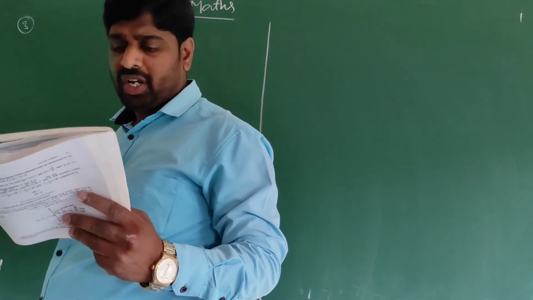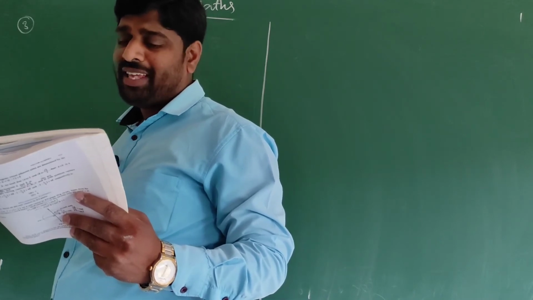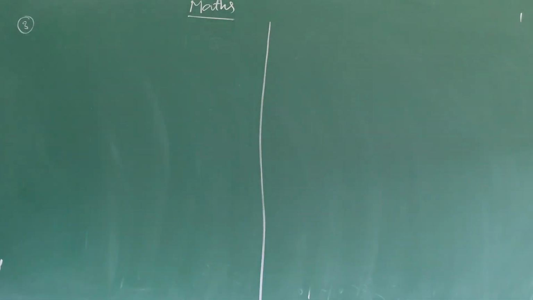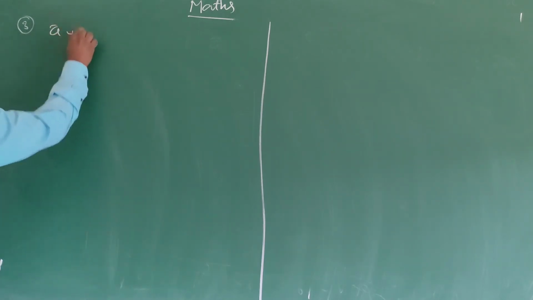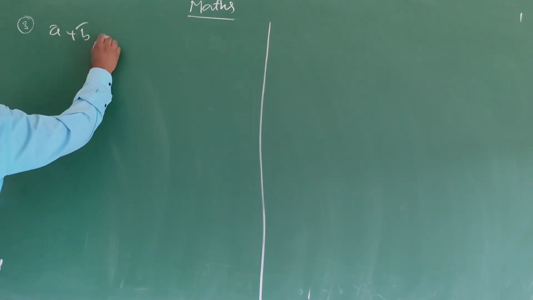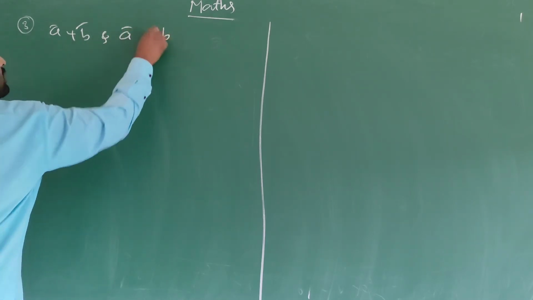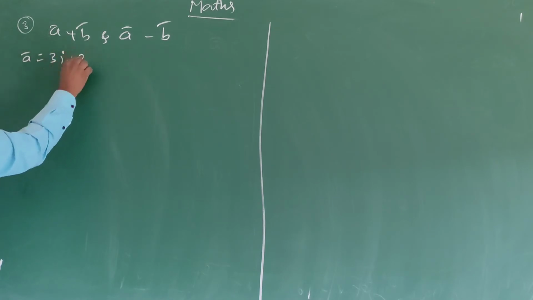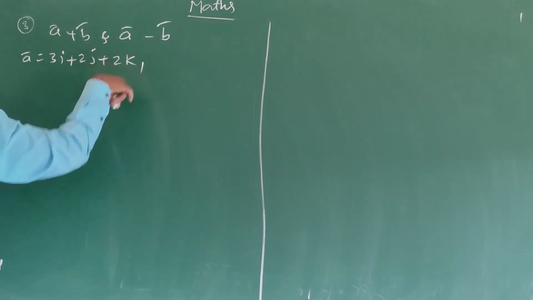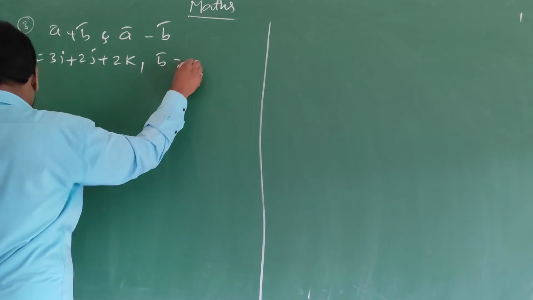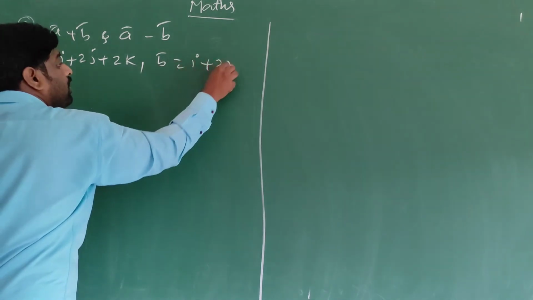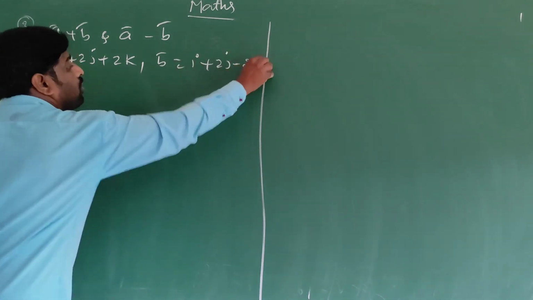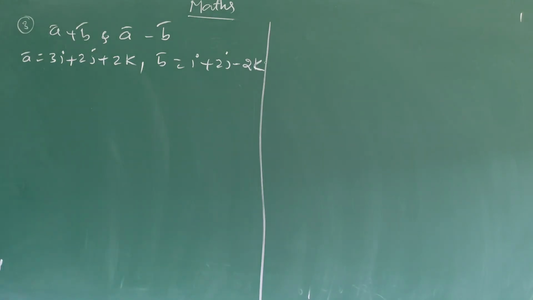Find the unit vector perpendicular to each of the vectors a bar plus b bar and a bar minus b bar. a bar is 3i cap plus 2j cap plus 2k cap. b bar is i cap plus 2j cap minus 2k cap. When the cap is missing, you have to write it yourself.